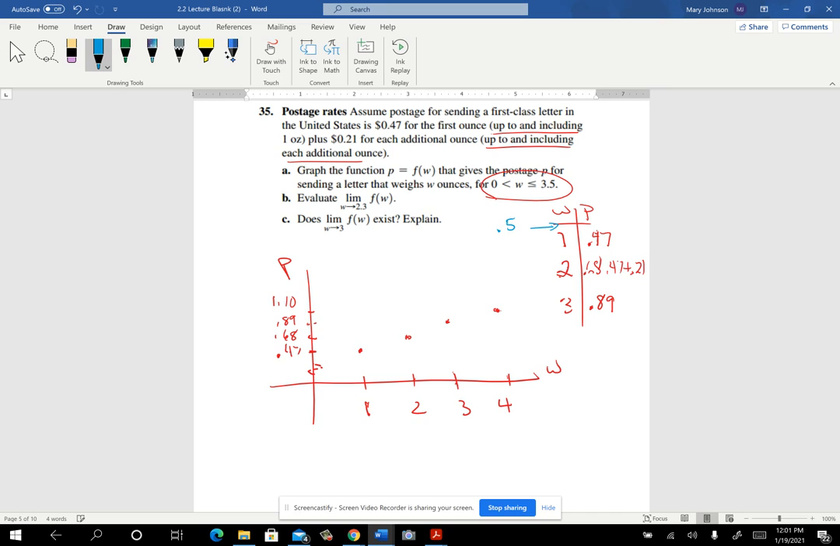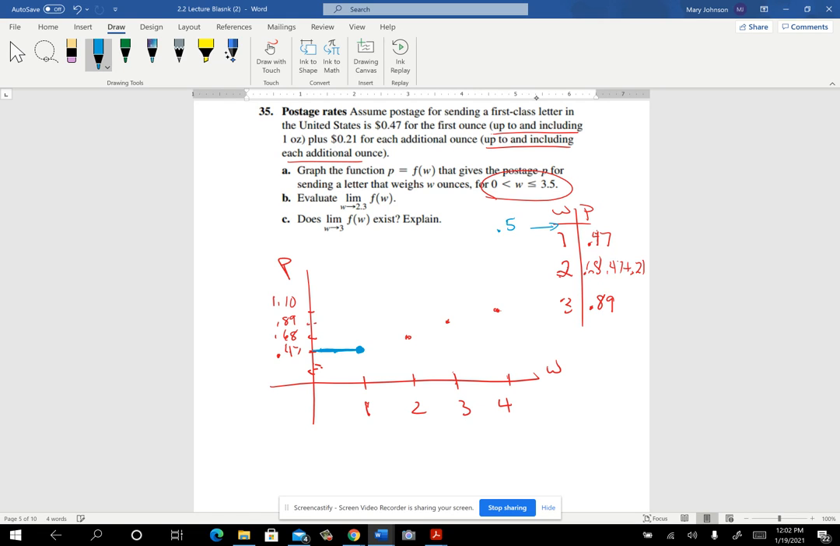Okay, you spend 47 cents for the first ounce up to and including 1 ounce. Okay, so up to and including 1, you pay 47 cents. So that means at a half, you'd still pay 47 cents. If it was 0.1 ounce, you'd still pay 47 cents. So you're going to pay 47 cents up to and including something with 1 ounce.